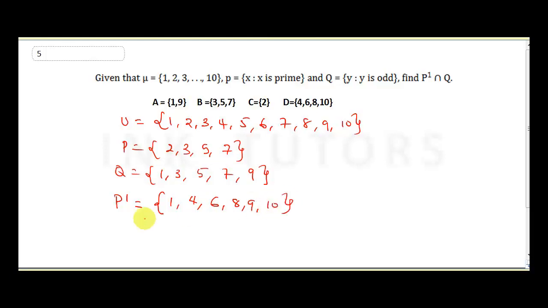So P complement intersection Q. What are those things that are common to P complement? Those numbers that you can find in P complement and can also find in Q. So 1 can be found in both. The next number we can both find is 9. Okay, so P complement intersection Q is 1, 9. So our correct answer here is going to be A. So I'll mark A as the correct answer, and that will take us to the next question.